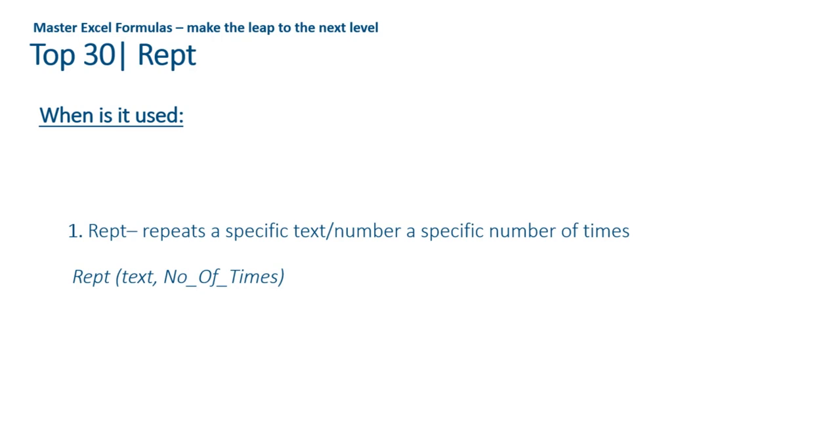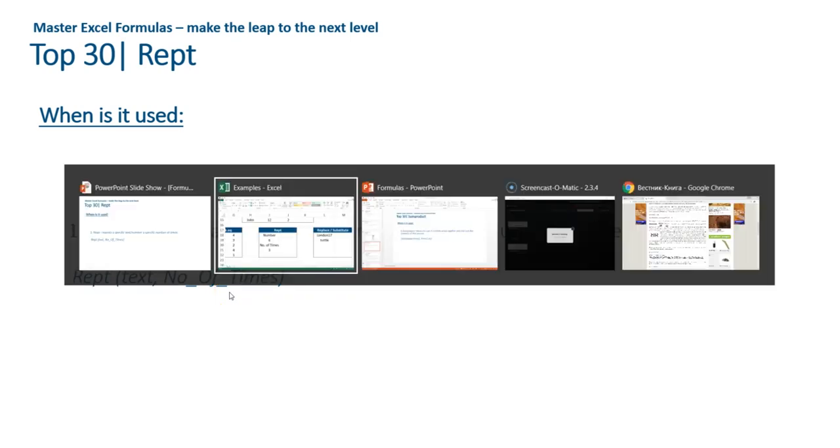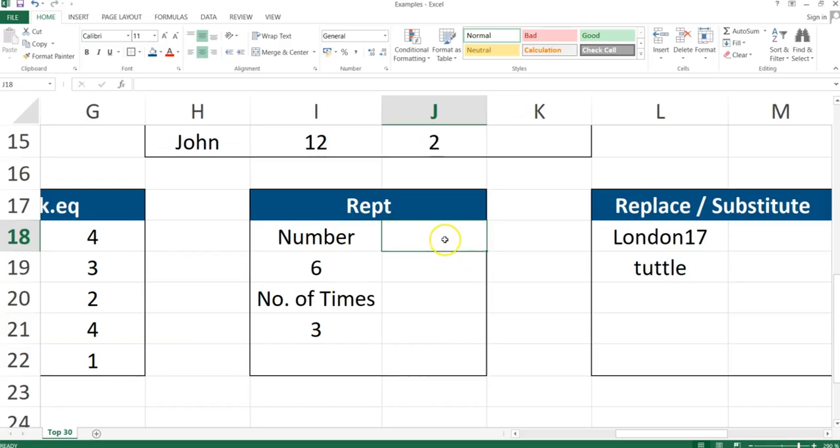What the repeat formula does is repeat a text or a number a specific number of times. The structure of the formula is you have the text or the number, and then we repeat it a specific number of times, as I said. Let me give you an example here. This is our number, and this is the number of times we need to repeat it.